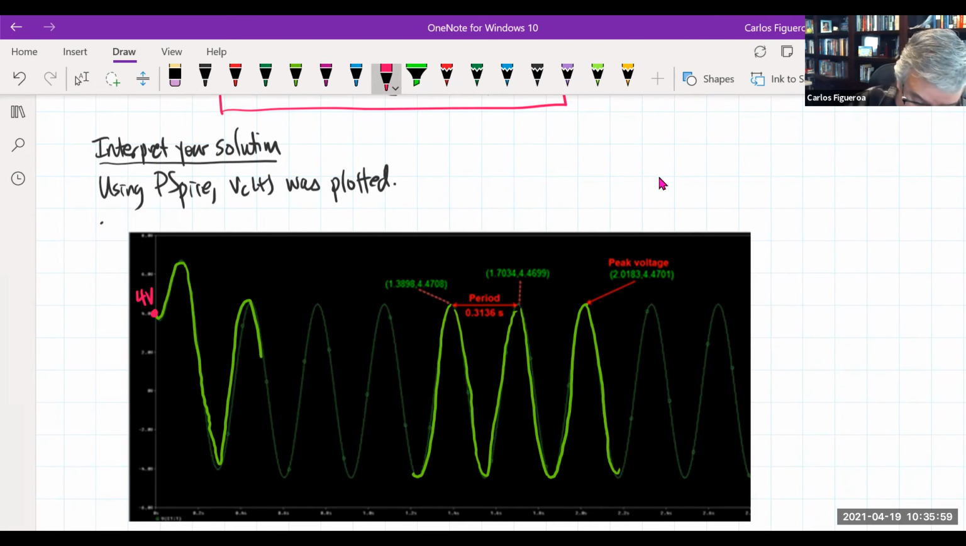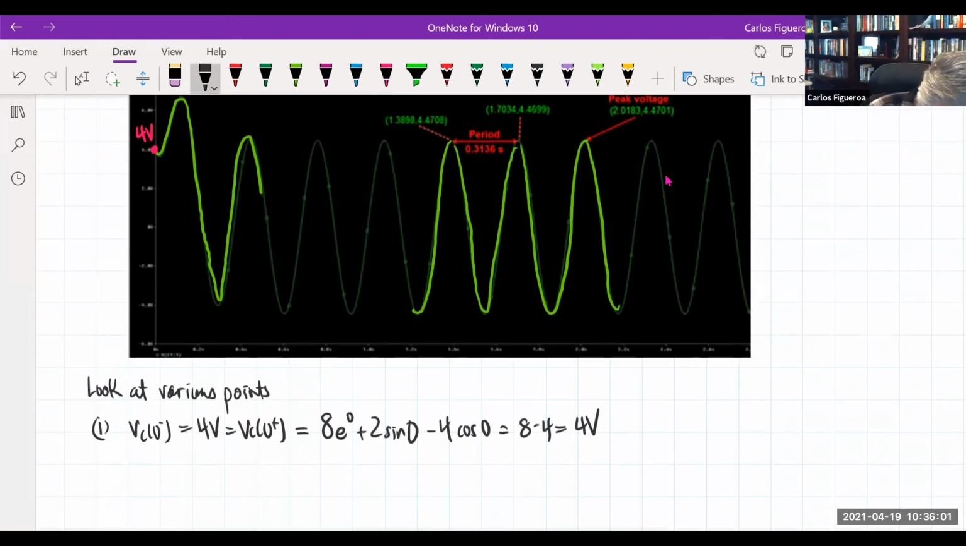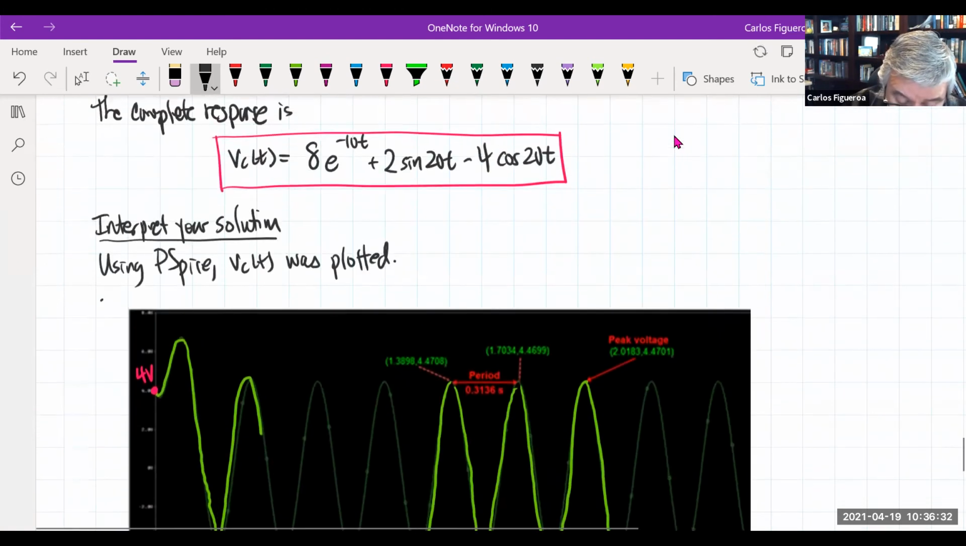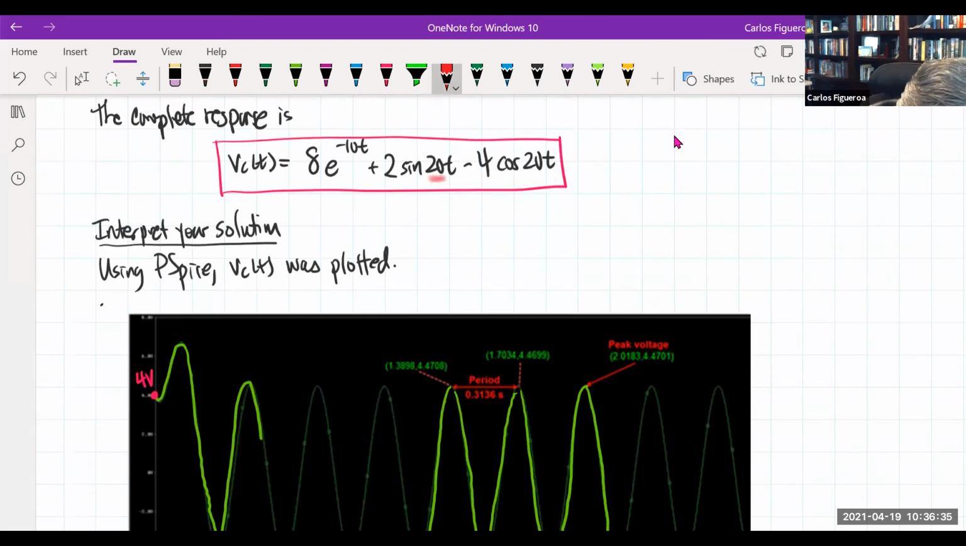Now, another thing I wanted to look at is that I noticed that the cap's voltage oscillates with angular frequency of omega equal to 20 rads per second. Now, how do I know that? Well, look at the solution. If you look at the solution here, you can see that this has an angular frequency of 20.